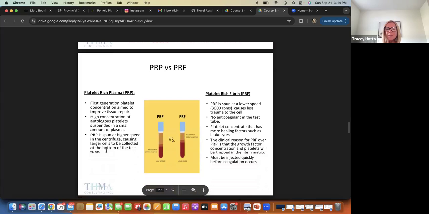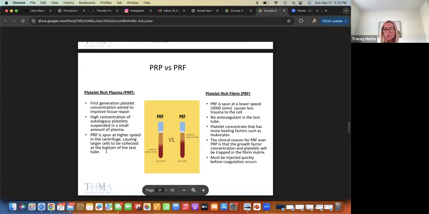What is the difference between PRP and PRF? Platelet-rich plasma is the first generation platelet concentration aimed at improving tissue repair. It has a high concentration of autologous platelets suspended in a small amount of plasma. PRP is spun at a higher speed in a centrifuge, causing larger cells to be collected at the bottom of the test tube. So what is PRF and how is it different?